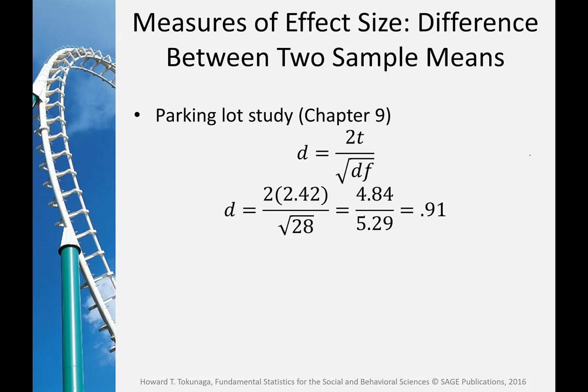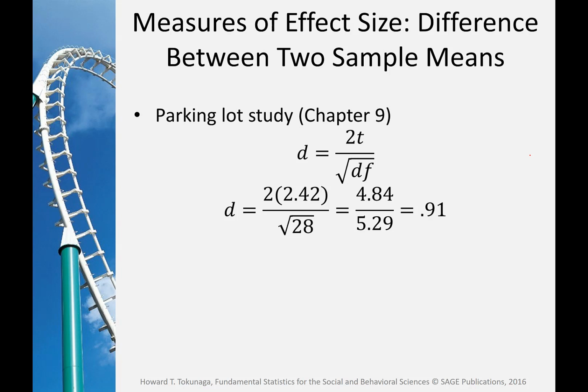So 2 times the result that we got, which was 2.42. I believe the critical value for that one was like 2.048 when we did that one. So that was a statistically significant finding. So the actual 2.42 divided by the square root of 28, because there were 15 on each side. And we had 2 groups, so n minus k, n minus 2. We get a d of 0.91.